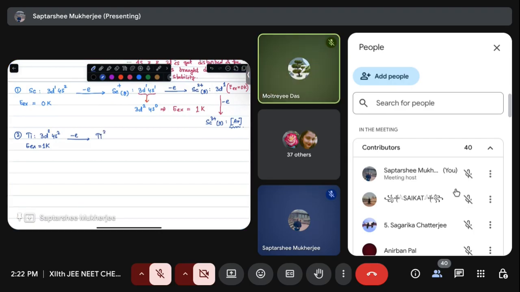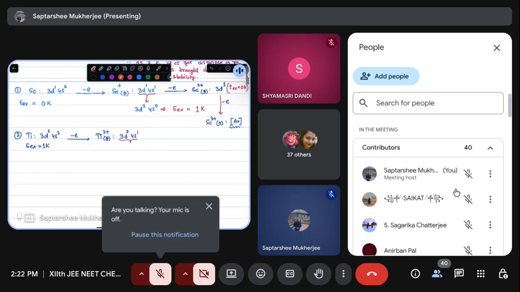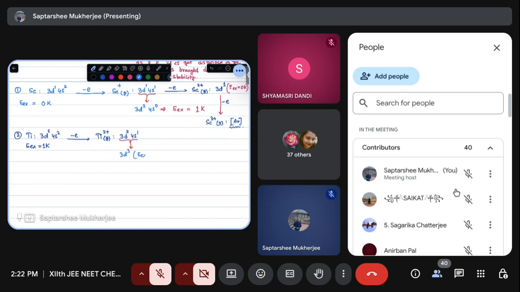So titanium plus gas was supposed to get the electronic configuration 3d2 4s1, but I will be merging the 4s electron into 3d. As a result, what will I get now? 3d3. What is the exchange energy now? 3K. Against 3 unpaired electrons, it will be 3K. I'm sorry, this is plus only.